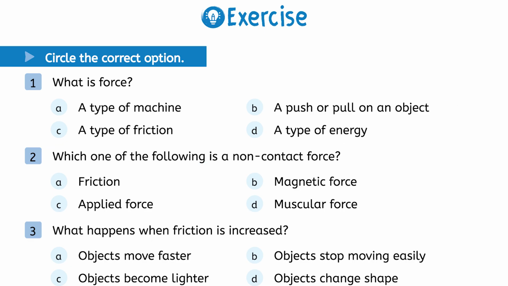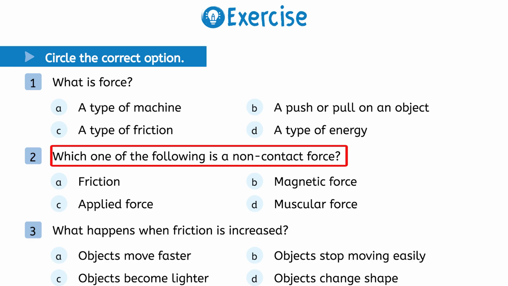Second, which one of the following is a non-contact force? Option A, friction. Option B, magnetic force. Option C, applied force. Option D, muscular force. And the right option is B, magnetic force.